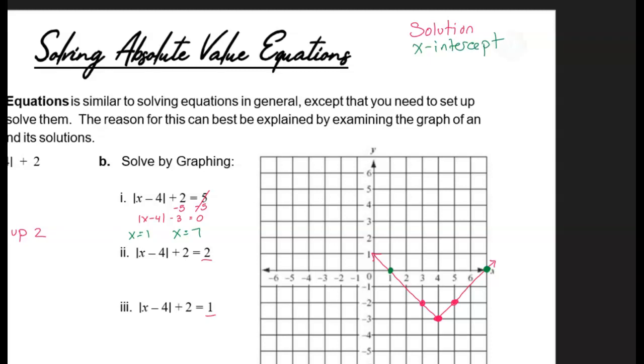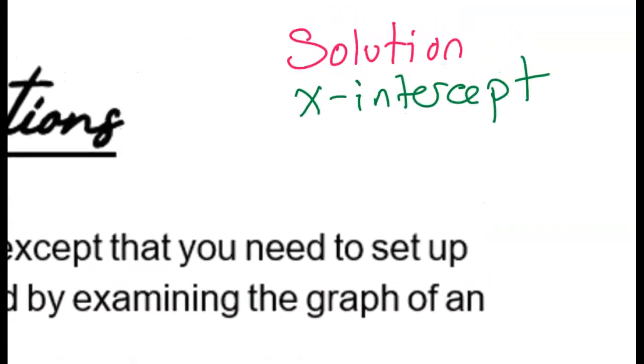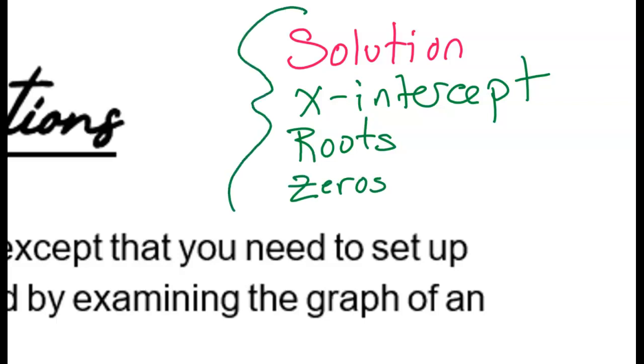I'll just give you the other two words because I don't think you guys are in the mood to give them to me. We have roots, or they're also called zeros. All of these words mean the same thing. Solution, x-intercept, roots, or zeros. Anytime they ask for any of these, they're asking for the place where the graph touches the x-axis.